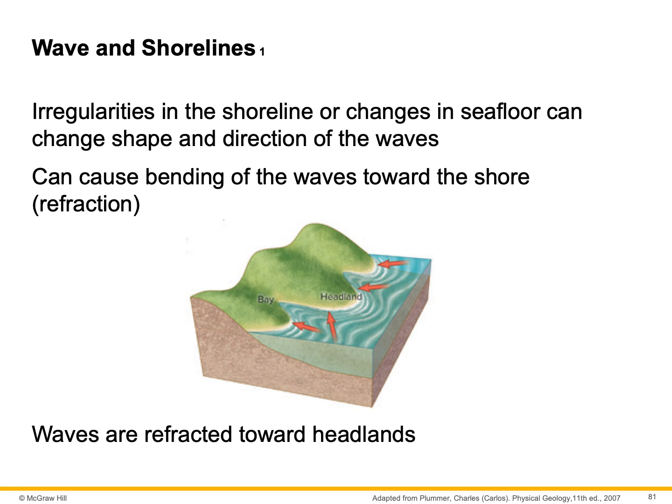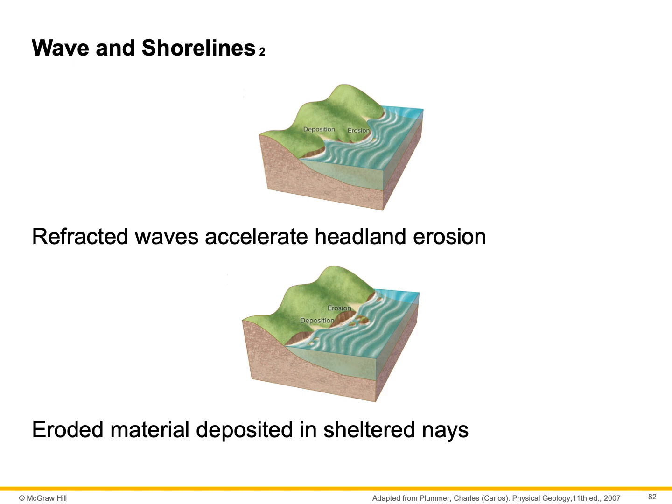Irregularities in the shoreline or changes in seafloor can change the shape and the direction of waves, can cause the bending of the waves toward the shore. That's called refraction. These waves are refracted toward the headlands. Refracted waves accelerate the headland erosion. So whatever's sticking out in the ocean right here is going to get eroded first.